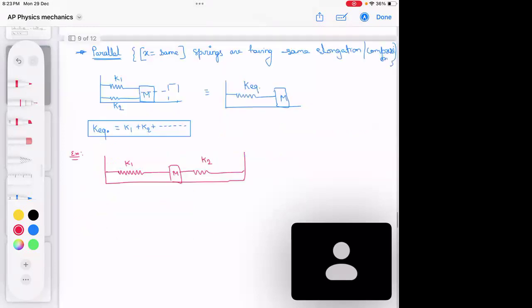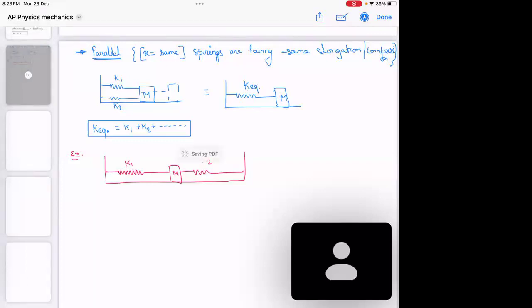What is the combination here? How are these two, K1 and K2, connected? Series or parallel? Don't only look at the diagram, look at the condition needed for series and parallel. Tell me, what is the condition needed for series and parallel? The elongation or compression should be the same. Understood?